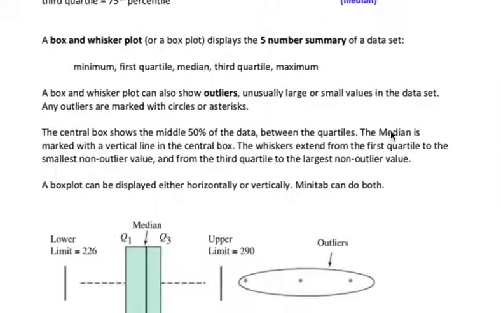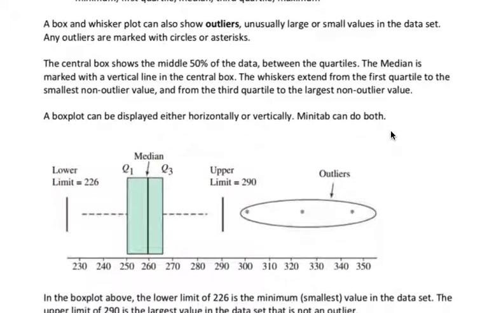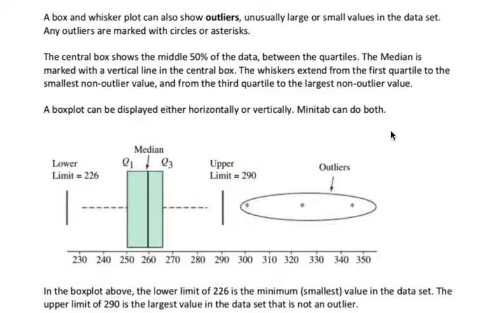Now we have what's called a box and whisker plot, or usually we just say a box plot. And it displays what's called the 5-number summary of a data set. The 5-number summary includes the minimum value, which is the smallest value, the first quartile, the median, the third quartile, and the maximum. A box and whisker plot can also show outliers. Outliers are values that are either much larger or much smaller than the rest of the data. Outliers are marked in a box plot with circles or asterisks, as you can see in the picture.